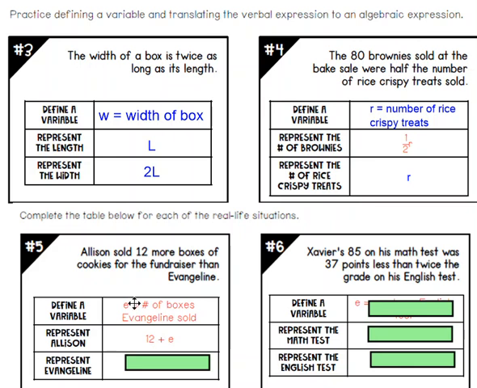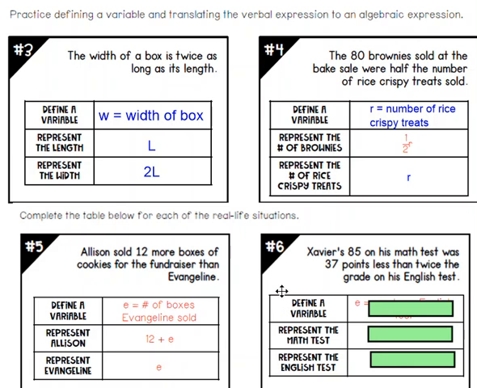So if she sold 10, well, now Allison sold 10 plus 12. If she sold 2, then Allison's total would be 2 plus 12. So we don't know this, but we know Allison sold 12 more than that. So that's why we're starting with our variable, and we're thinking about what Allison did. Well, Evangeline would have just been E. Okay, that's what we were showing to represent her, and that would have been however many boxes she sold.